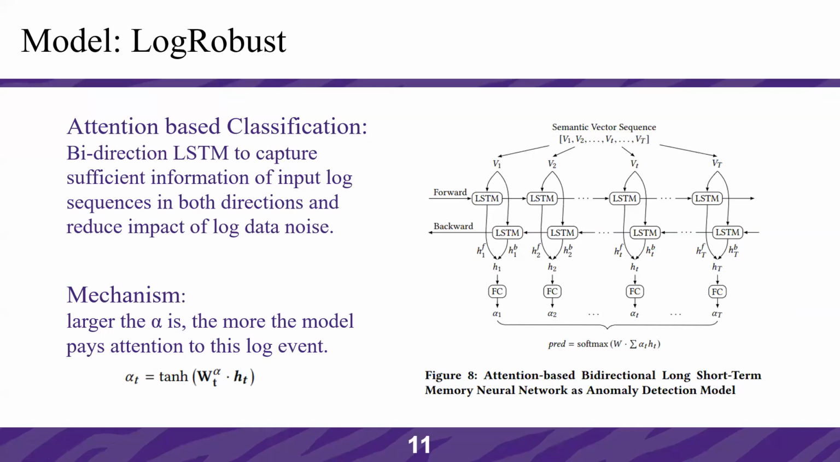Here is another thing about LogRobust, the attention-based classification. Here is the bidirectional LSTM to capture sufficient information of the input log sequence in both directions and reduce the impact of log data noise. This mechanism means the larger the alpha is, the more the model pays attention to this log event.